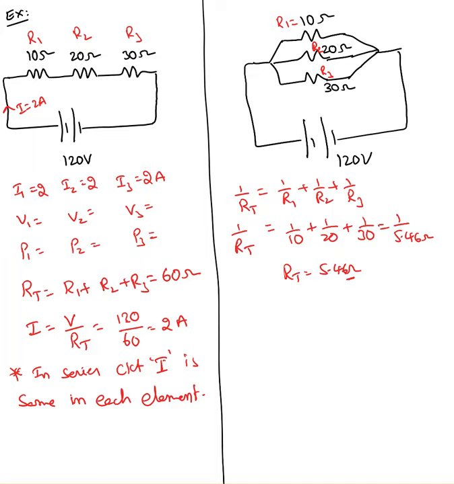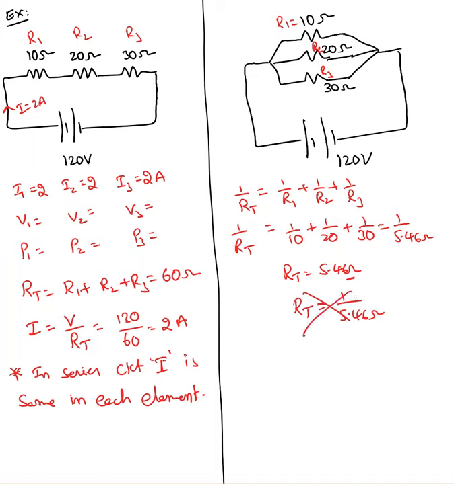Doing this in the calculator is a little bit difficult, and we always get confused. Most of the time I saw students writing R total equals 1 over 5.46 ohm, which is wrong. You need to invert it.